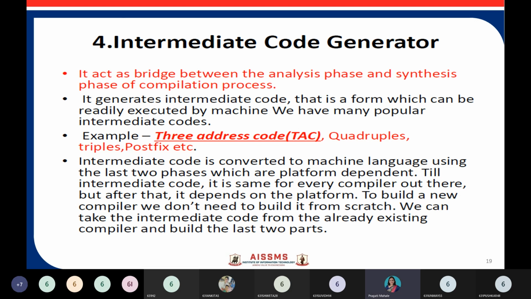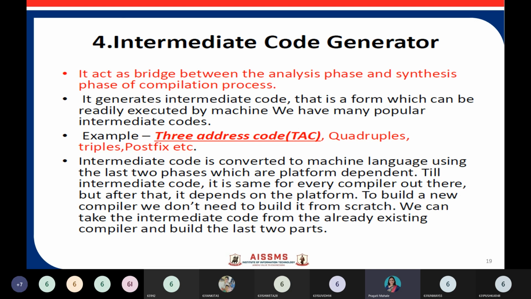Then, from all the data in the symbol table and whatever parse tree is generated, the process of generating object code begins in this phase, the intermediate code generator. It produces three address code, quadruples, triples or postfix, etc. So it generates an intermediate code.